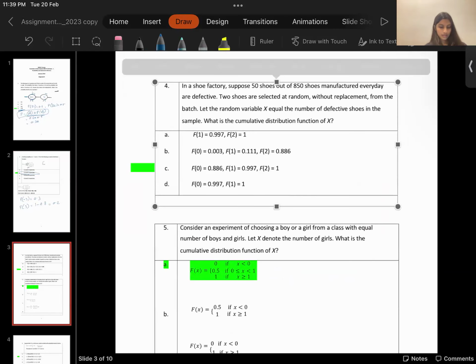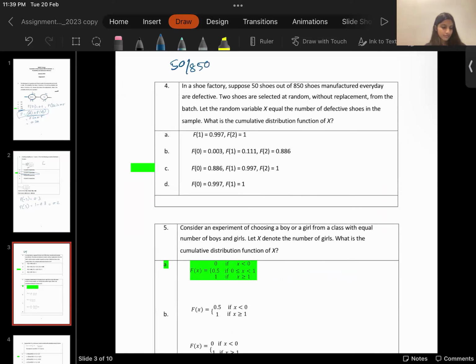So this next question is, in a shoe factory, suppose 50 shoes out of 850 shoes manufactured every day are defective. So these are defective shoes. 2 shoes are selected at random without replacement from the batch. Let the random variable x equal the number of defective shoes in the sample. What is the cumulative distribution function of X?